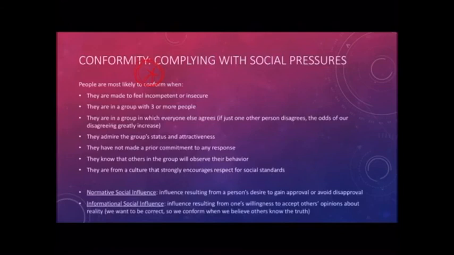Next, we've got normative social influence and informational social influence. And here's what I want you to write down for this. Normative social influence is motivation to gain social approval, or to fit in. Whereas informational social influence is motivation to be correct or to act correctly.